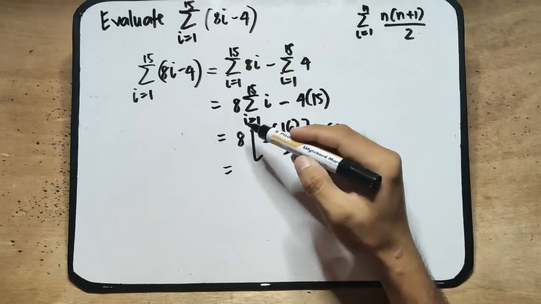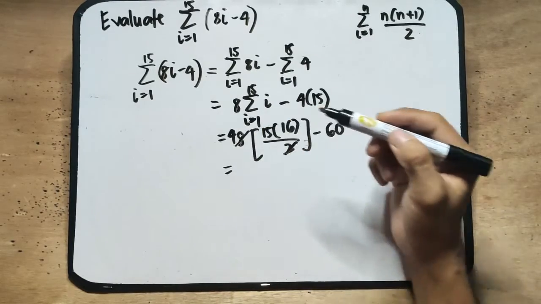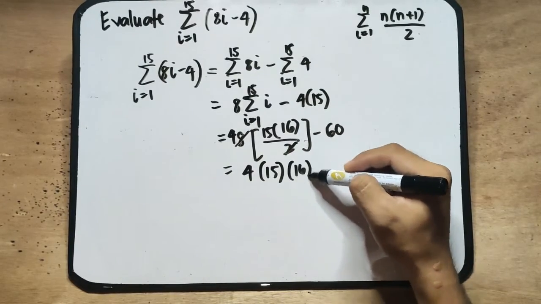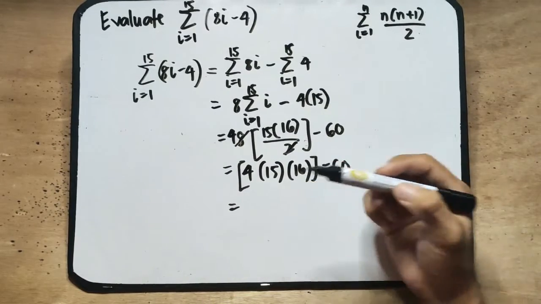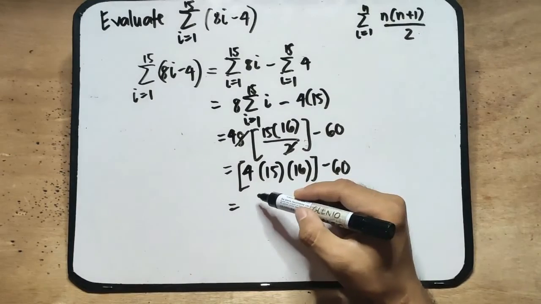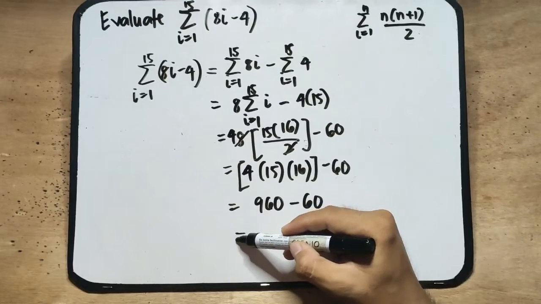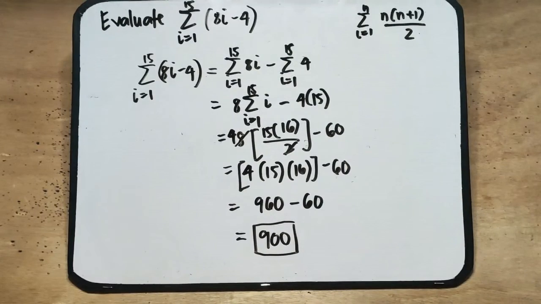Pwede na natin i-cancel out ito. We have 8 divided by 2 is 4. So, ang naiwan na lang ay 4 at si 15 at si 16 minus 60. Multiplying further, this will give us 960, then minus 60. So, our answer will be 900. Understood?